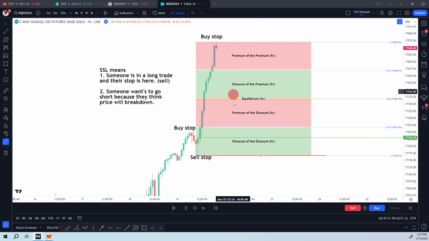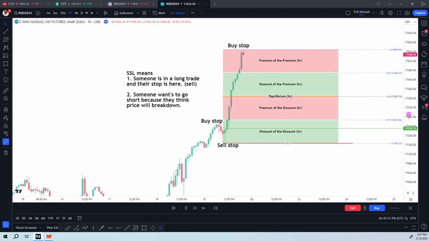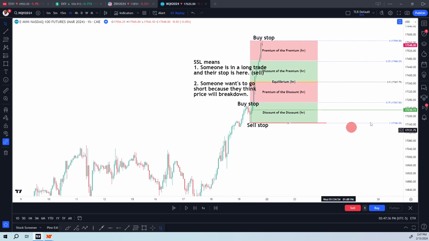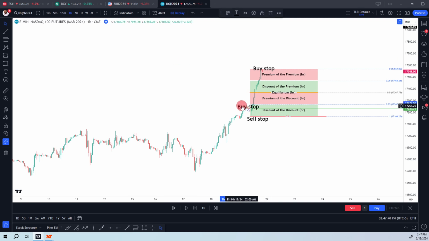So we got the premium. Anything below equilibrium is the discount, right? So now you always hear me say you want to sell in a premium, you want to buy in a discount, right? So if you're on the hourly time frame, we have said that price is bullish, right?